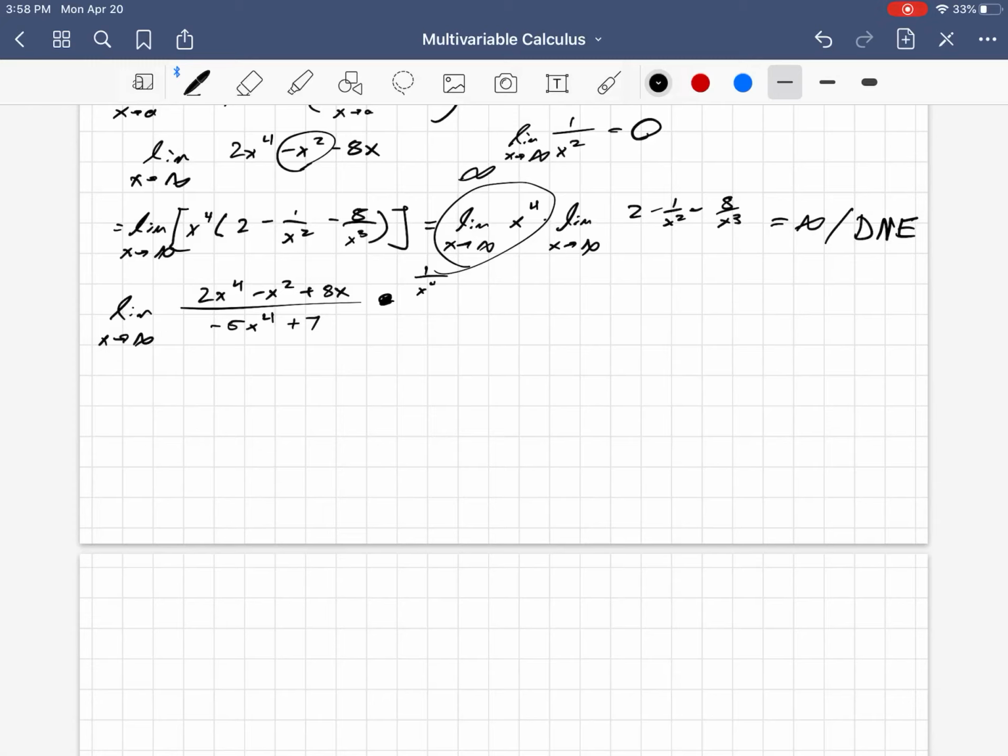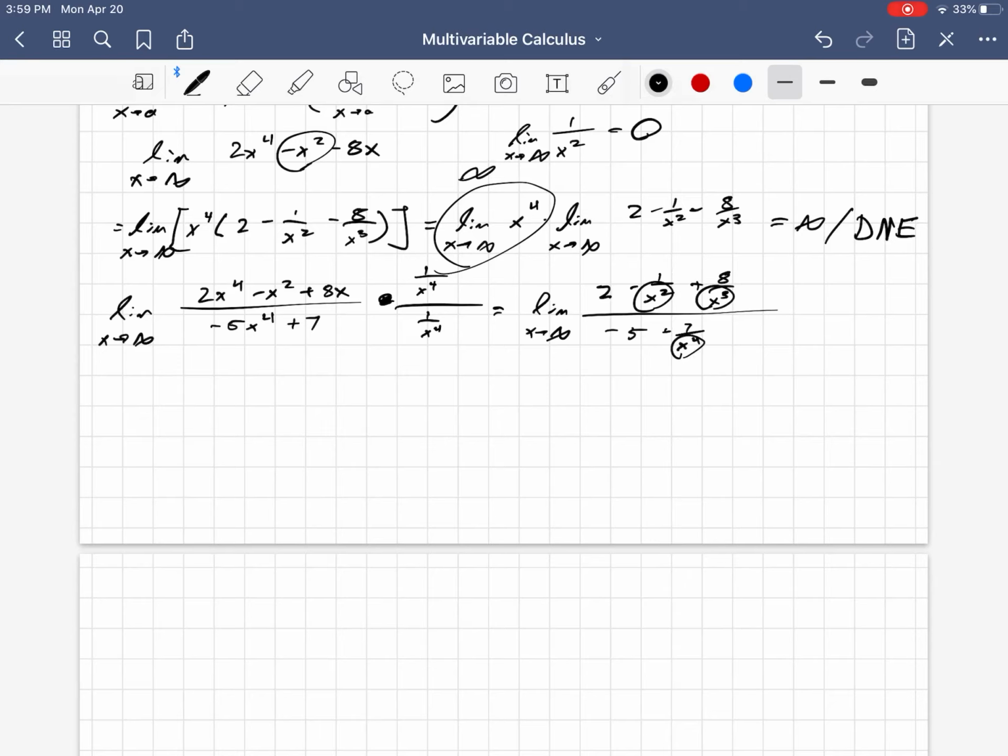What I can do is multiply by 1 over x to the 4th over 1 over x to the 4th. Why? Because then you get the limit as x approaches infinity of just 2 minus 1 over x squared plus 8 over x cubed, over negative 5 plus 7 over x to the 4th.